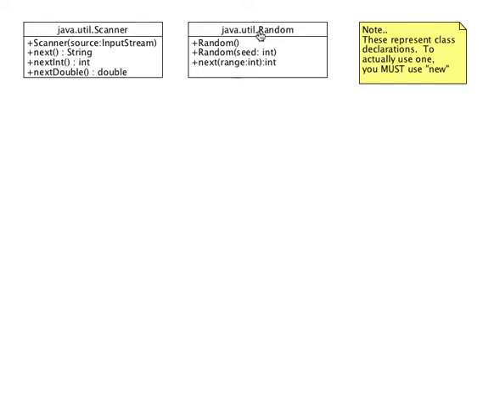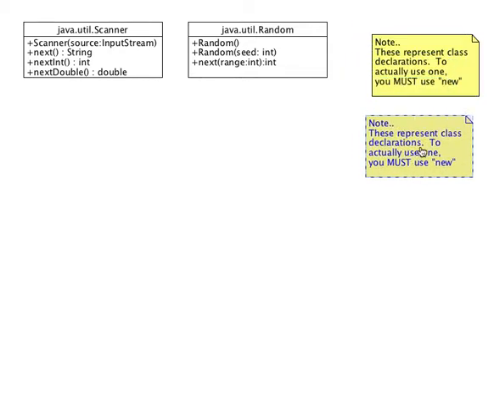So you must use the new keyword to make an instance of it. I'm going to write that into a note. When you use the new keyword, you are making an instance of the class to use it.